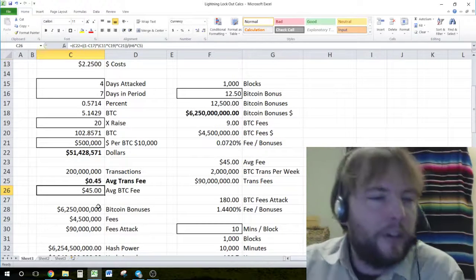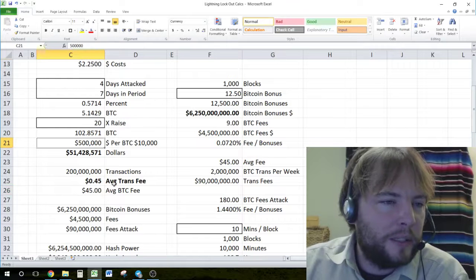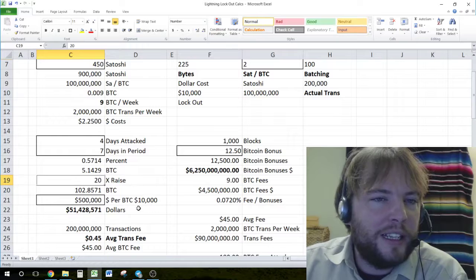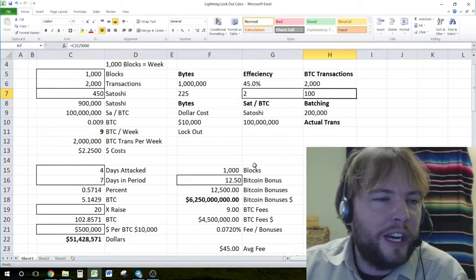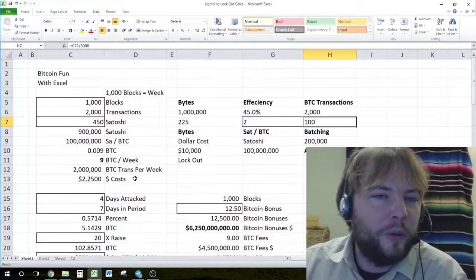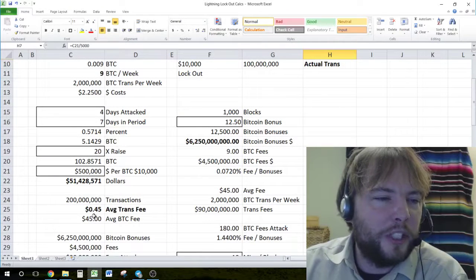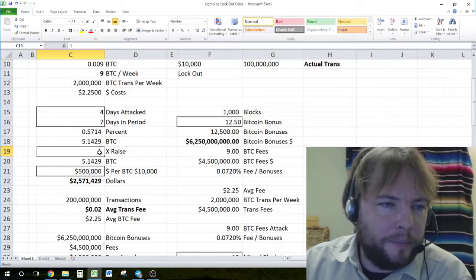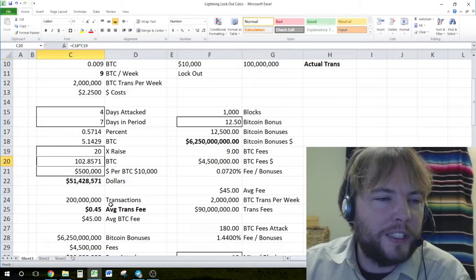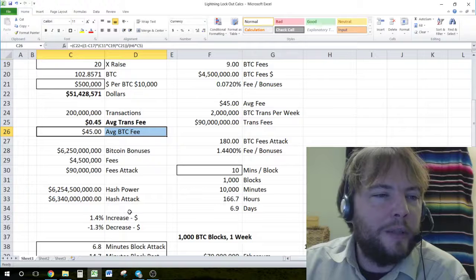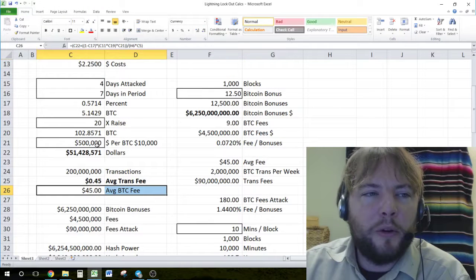Okay, so now an average Bitcoin transfer is 45 bucks. So you can see what we kind of talked about here previously, where this person is attacking the network. Our Bitcoins are getting batched at a rate of 100 transactions per Bitcoin transfer. Our average transaction fee went from 2 cents to 45 cents. So it's still not a number that people would balk at too heavily. However, the Bitcoin transfer fee did go up substantially.